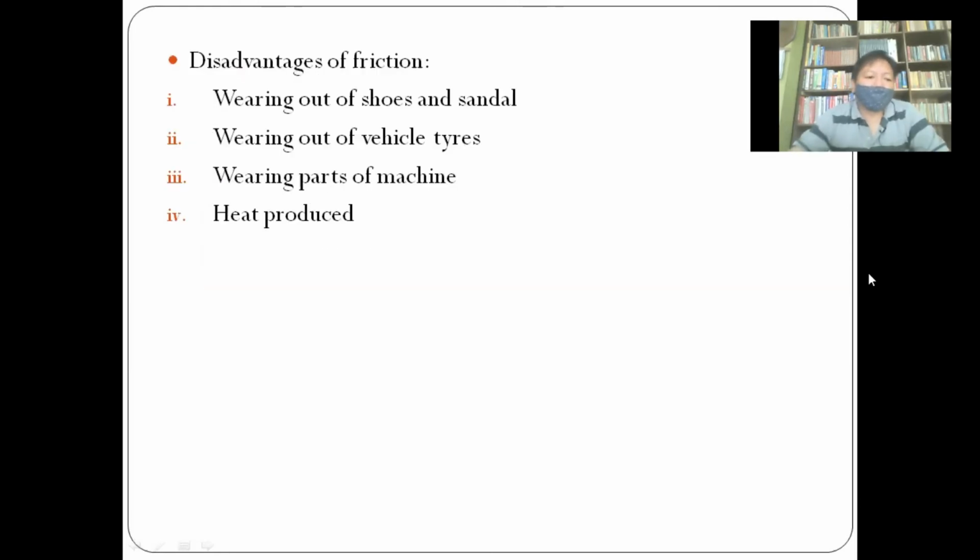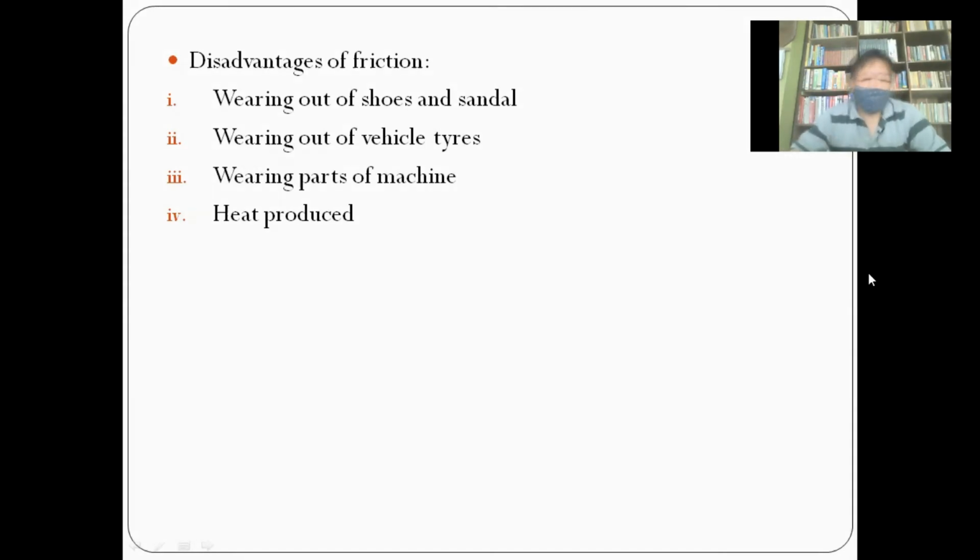And let's talk about the disadvantages. Friction always produces heat. It also involves constant rubbing of surfaces, which damages the surface. Some disadvantages are as follows. Number one, wearing of objects. For example, our shoes and sandals wear out after we use them for some time. The sole of the shoes becomes thin due to constant contact with the floor.